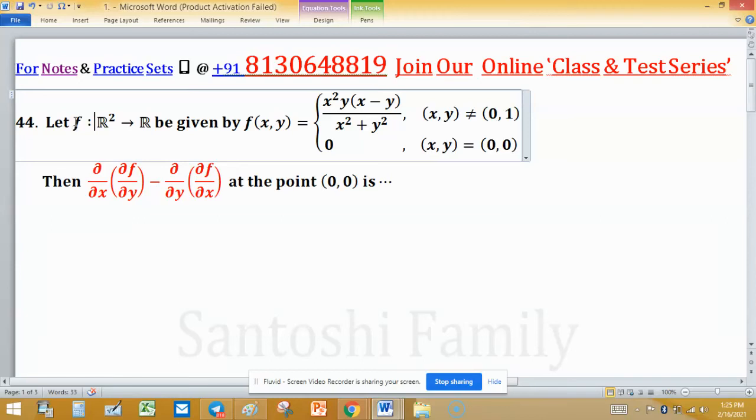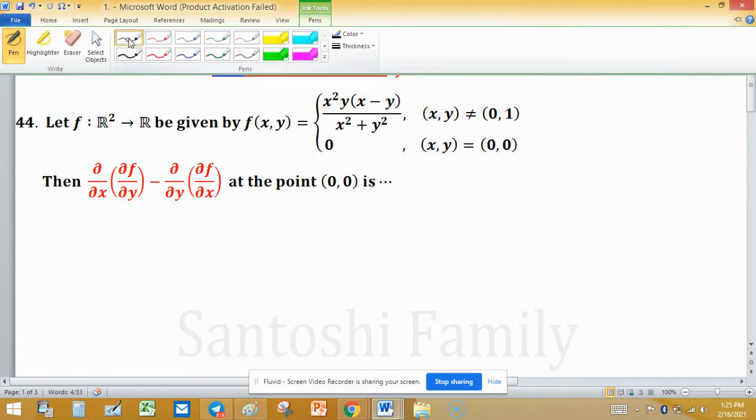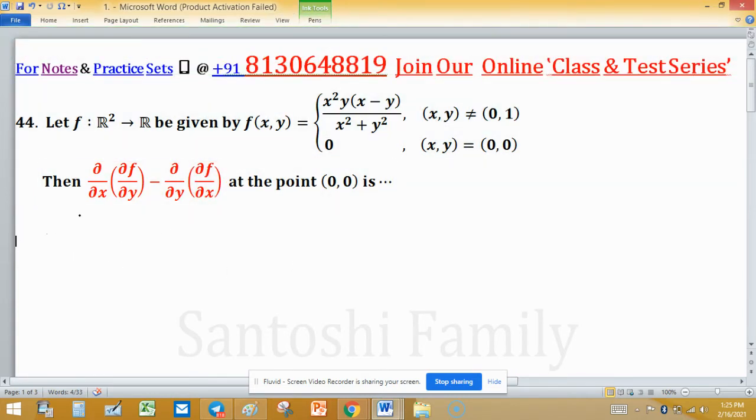Let f be a function defined from R squared to R given by this structure. Then we need to find the partial derivative with respect to x of del f upon del y minus the partial derivative with respect to y of del f upon del x at the point (0, 0). Now first understand the meaning of partial derivative.